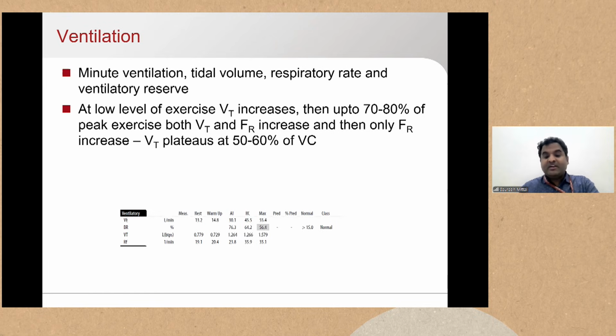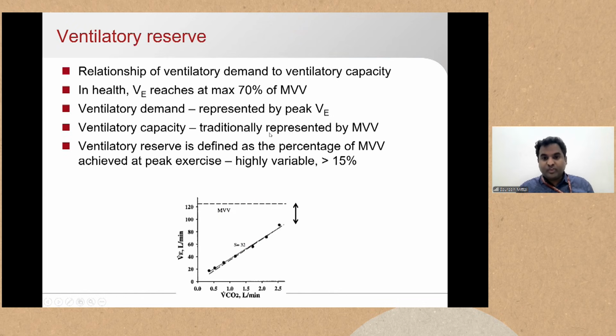Now what happens when you reach the maximum minute ventilation? Whatever you achieved during the test is called VE. VE is what your lungs reached at maximum during the exercise. Now we talk about another concept, which is called the MVV, maximum voluntary ventilation. Maximum voluntary ventilation is the maximum a person can achieve in terms of ventilation. MVV is generally calculated as 40 times FEV1.